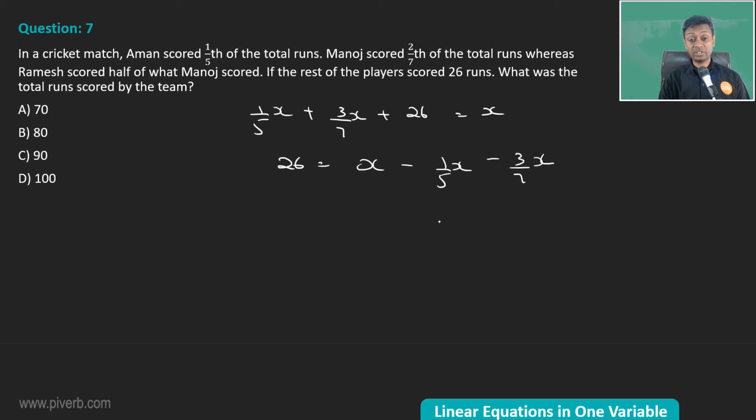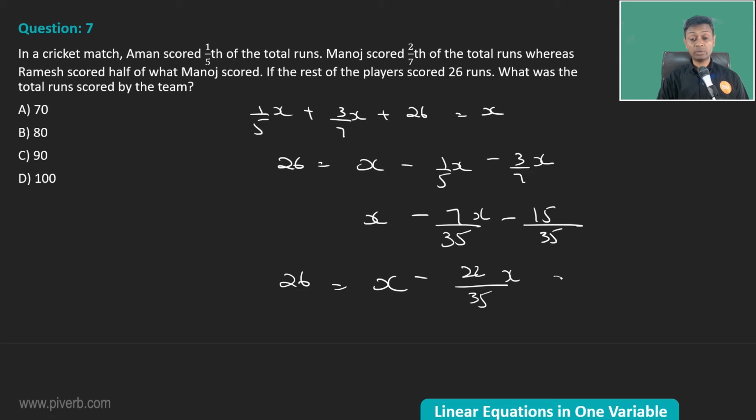LCM of 5 and 7 is 35. So this is 7/35x. 7 5s are 35, 3 5s are 15. Or this is x minus 22/35x equals 26.